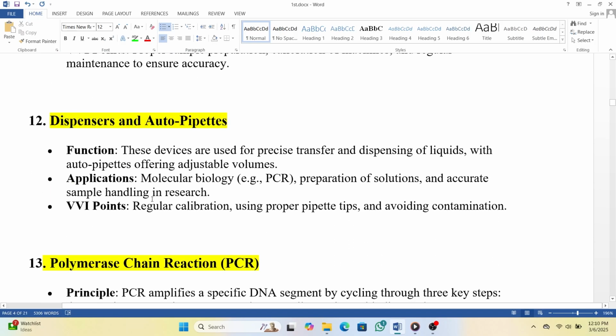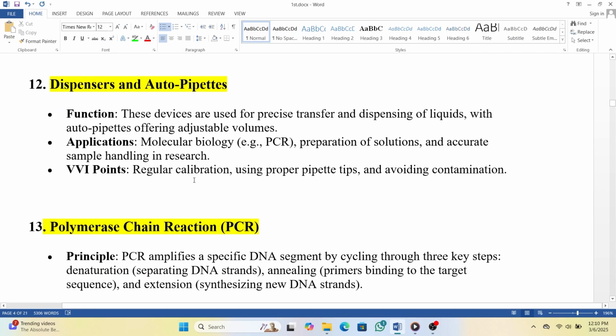12. Dispensers and autopipettes. Function: these devices are used for precise transfer and dispensing of liquids, with autopipettes offering adjustable volumes. Applications: molecular biology, example PCR, preparation of solutions, and accurate sample handling in research. VVI points: regular calibration, using proper pipette tips, and avoiding contamination.